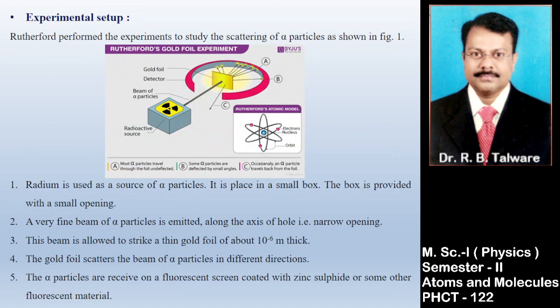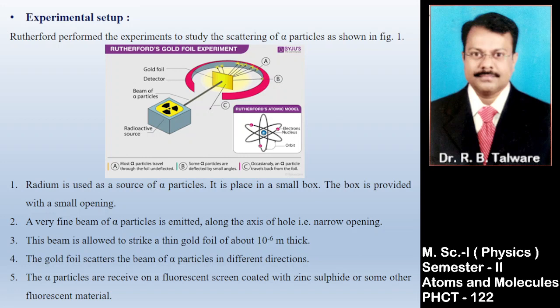This is the experimental setup of Rutherford's experiment. Rutherford performed the experimental setup to study the scattering of alpha particles as shown in the figure. This is the radioactive source, radium put in this box. One beam is incident on the gold foil and the particles are scattered in this manner. This is the beam of alpha particles. This is the detector, and this is the gold foil.